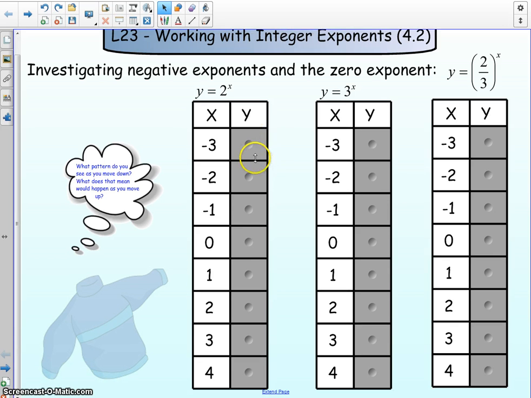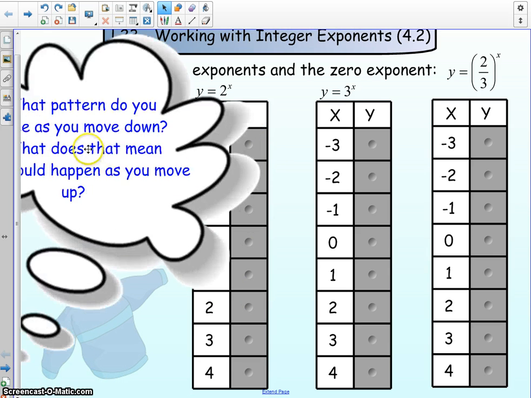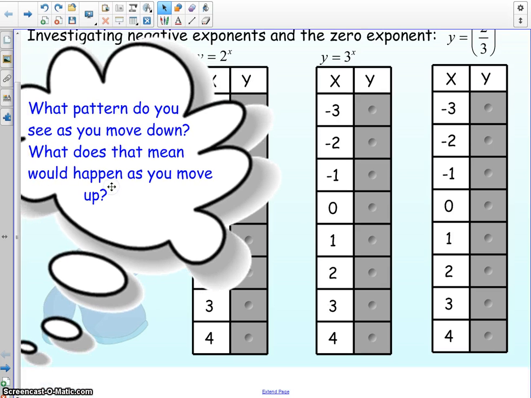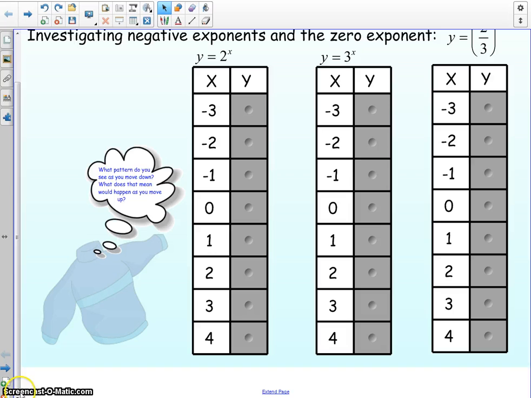What I want you to do is take some time, complete these tables of values, and then look for some patterns. You're going to see some patterns as you move down the tables, and I want you to think about what that's going to mean, what happens as you move up the tables as well. So complete the tables, look for patterns, and we'll discuss them when you're finished.